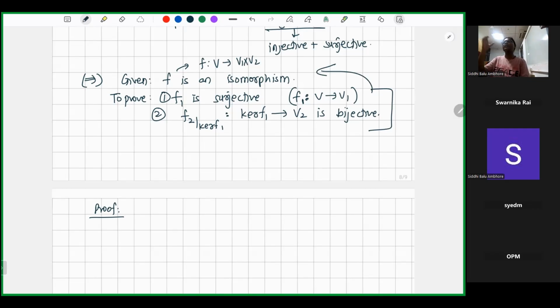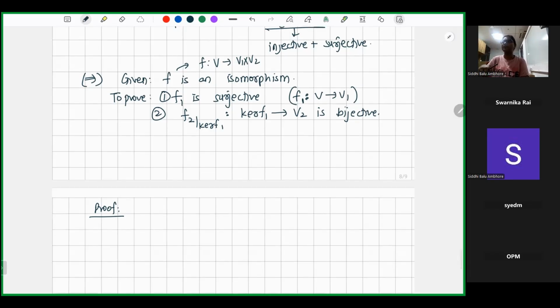For now, the given information is that F is an isomorphism, and using that we have to prove these two conditions. We don't have to check whether F is an isomorphism, at least for this part. For the converse part, we have to check: it is given that F is an isomorphism and these two conditions are satisfied, and we have to prove that these two conditions hold in this case.